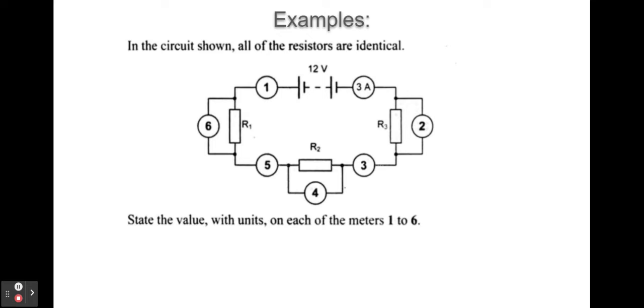So here's an example. Here we've got to work out the quantities on each of these meters. So first of all, we need to look at this and we see that the current flowing out of the battery is 3 amps. Therefore, the current in each of the ammeters will also be 3 amps because it's a series circuit. In a series circuit, the voltage, though, splits. So if the voltage across the supply is 12 volts and there are 3 resistors, then the voltage across each of the components will also be 4 volts.